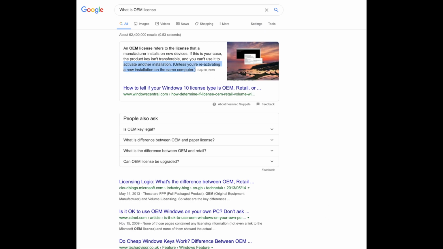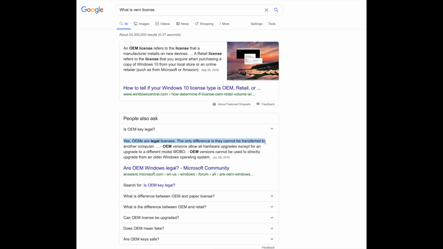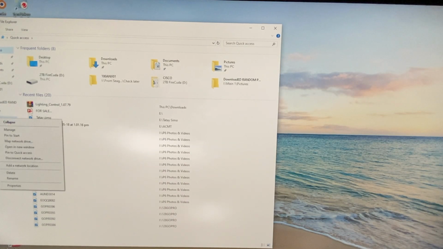These licenses are usually bought by system integrators because it's cheaper than its retail counterpart. It lessens their expenses in building a PC to earn more. Yes, it is totally legal. The caveat though, the license will expire when you switch motherboards.